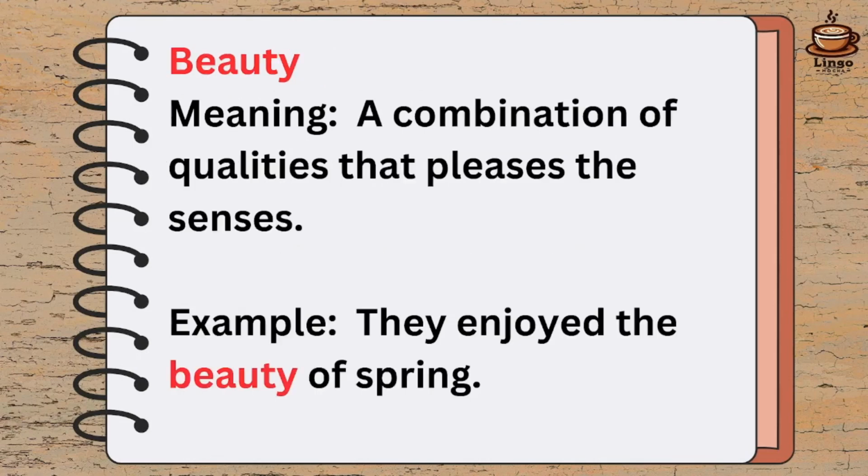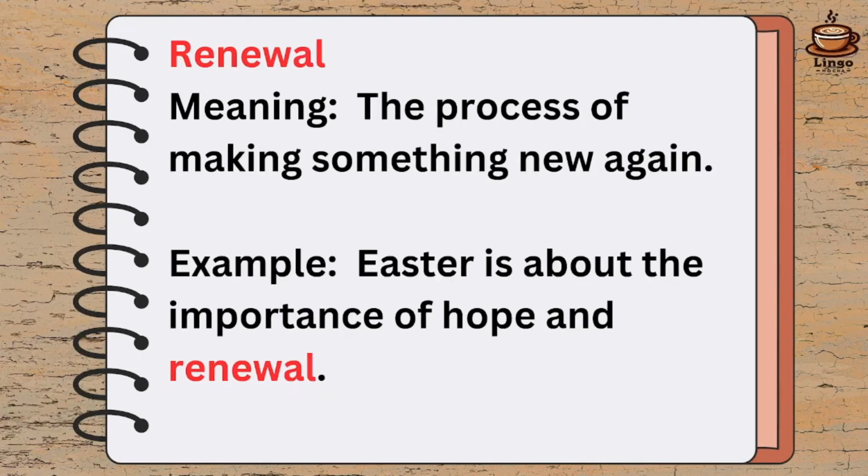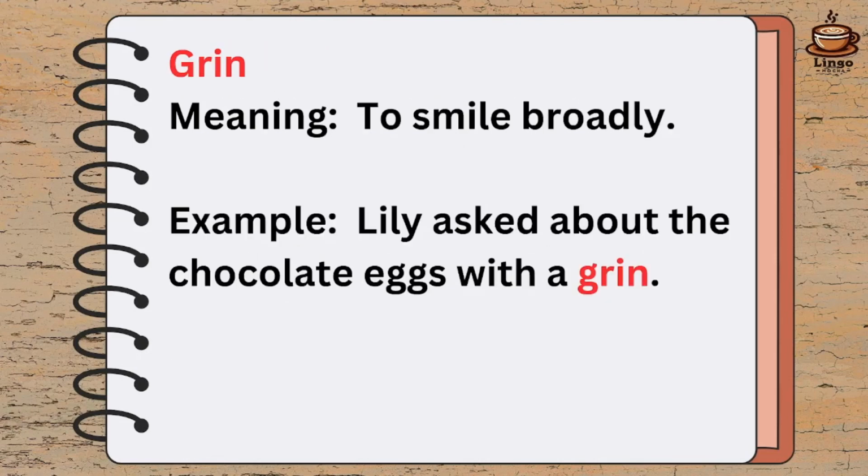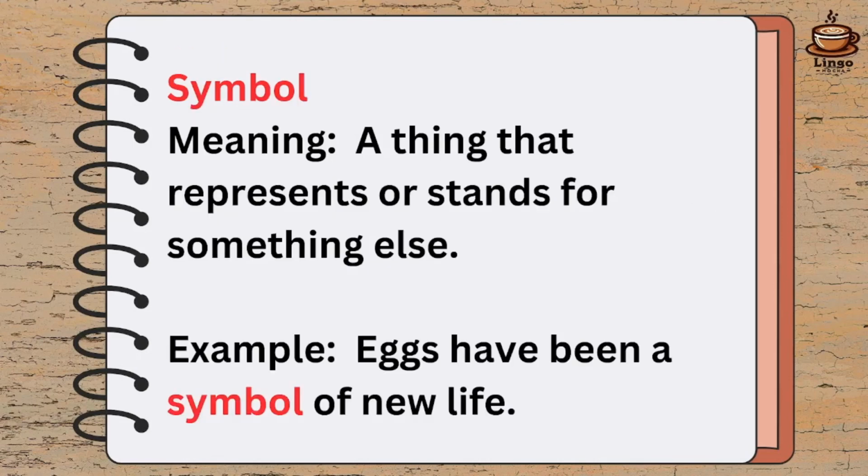Max chimed in. Beauty. Meaning, a combination of qualities that pleases the senses. Example: They enjoyed the beauty of spring. Renewal. Meaning, the process of making something new again. Example: Easter is about the importance of hope and renewal. Grin. Meaning, to smile broadly. Example: Lily asked about the chocolate eggs, with a grin.